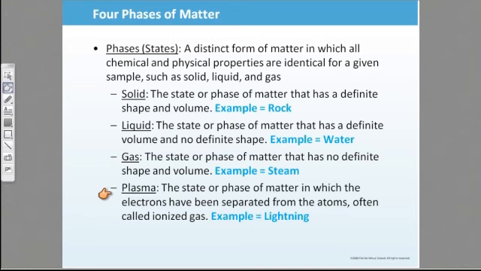Plasma is a fourth state of matter. In plasma, what's happened is the electrons have actually separated from the atom. This is often called ionized gas. And we'll talk a little bit here in a moment about how that can occur. A great example of that is lightning, when you see lightning.